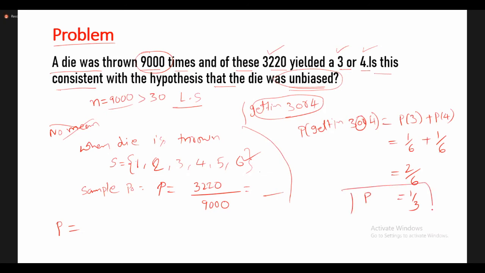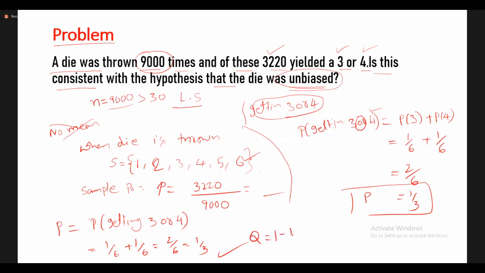This is capital P. See here, capital P is the probability of getting 3 or 4. That is 1 by 6 plus 1 by 6, that is 2 by 6, that is equal to 1 by 3. Got it? Then what is capital Q? Capital Q is 1 minus 1 by 3. That is 2 by 3, or not? 2 by 3. This is the tricky part in this one. Clear?